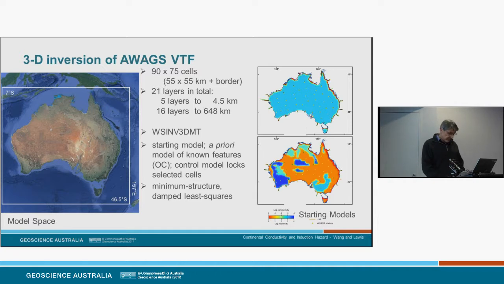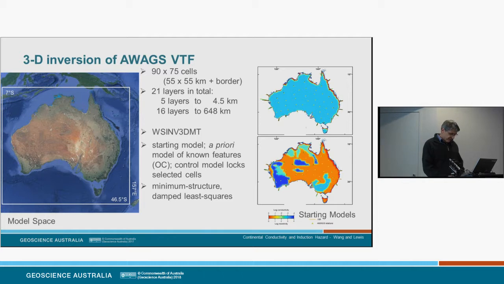So we did try various a priori models, ocean, continent and some continental geology as well, such as the geological basins and so on, but we settled on that simple 3D OC model at the top there.